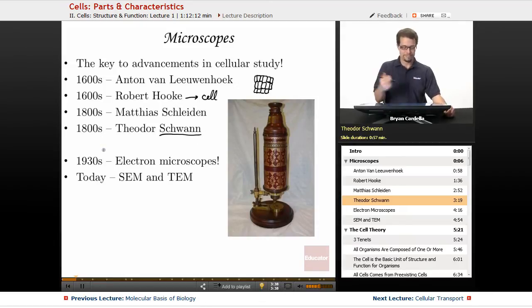Flash forward decades and decades later to the next century. In the 1930s, you don't just have light microscopes anymore. So all of these scientists up here relied on light and lenses magnifying an image and bouncing light off of that so you can see what's reflected back at you. But if you want to get smaller and smaller, you get to the point where light is not as effective beyond 1,500 or 2,000 times magnification. When you get to 5,000 times, 10,000 times, 50,000 times magnified, you need to rely on electron microscopes.